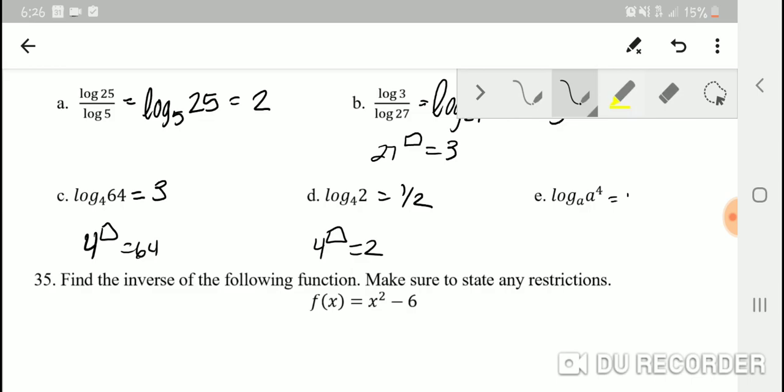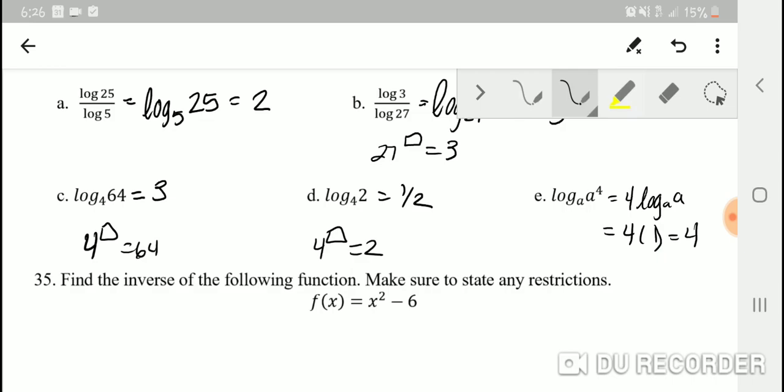And then we can use the power rule here, so it's 4 log A of A. Anytime you have the same base, it's going to be 1. So log base 2 of 2 is 1. Log base 3 of 3 is 1. Log base 4 of 4 is 1. Log base 100 of 100 is 1. So log base A of A is 1. So your answer is 4.